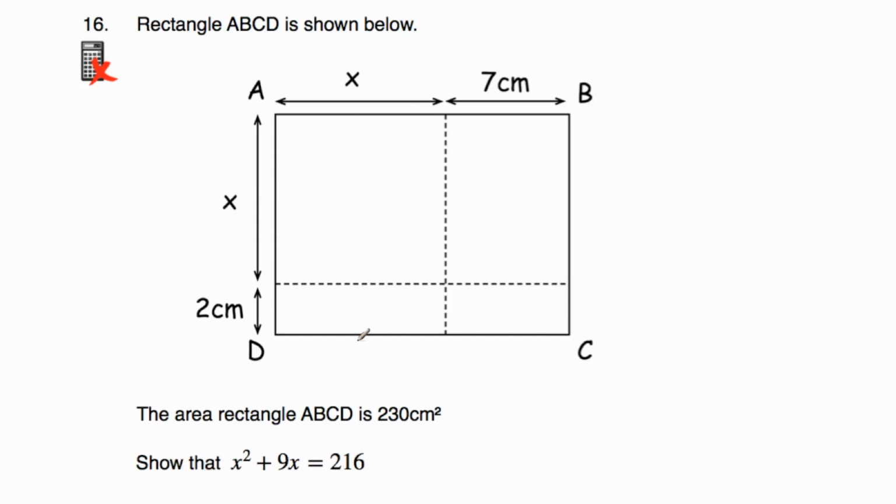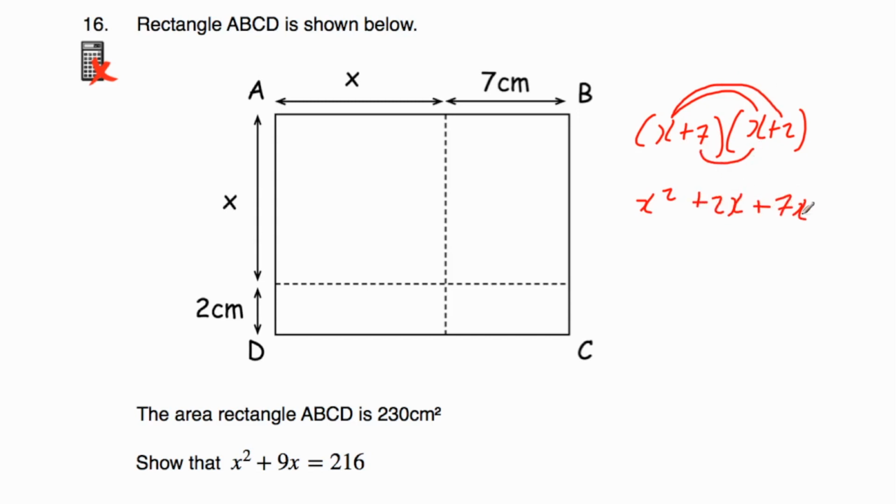So let's start by finding an expression for the area of this rectangle. So let's multiply the length, which is x plus 7, by the width, which is x plus 2, and see what we get. So x times x is x squared. x times 2 will be plus 2x. 7 times x would be plus 7x. And 7 times 2 would be plus 14. And if we collect our like terms, our 2x and our 7x, we will get x squared plus 9x plus 14. So that is an expression for the area of this rectangle.